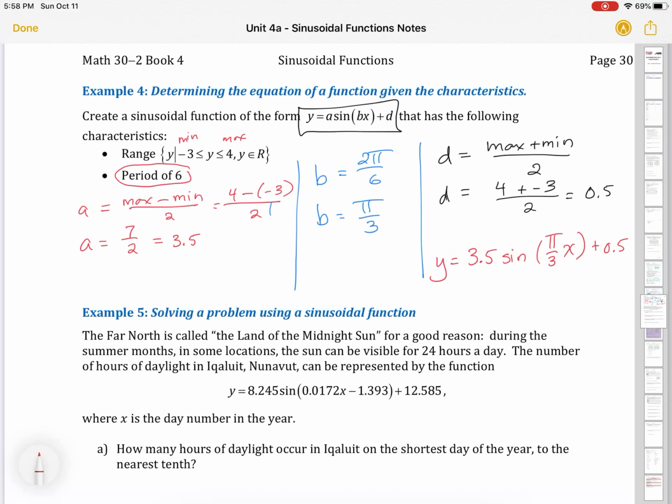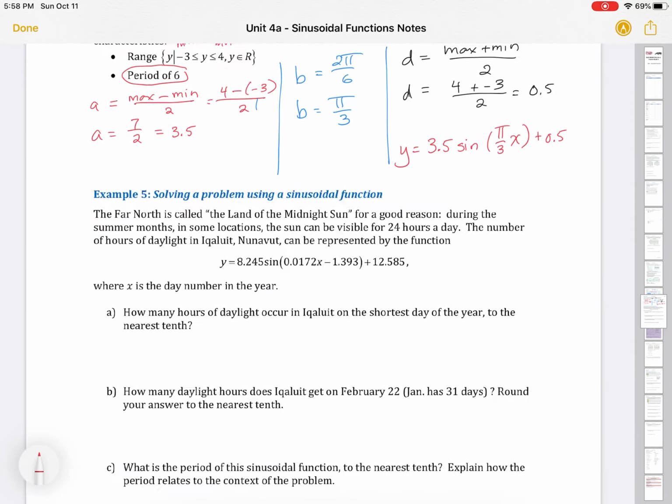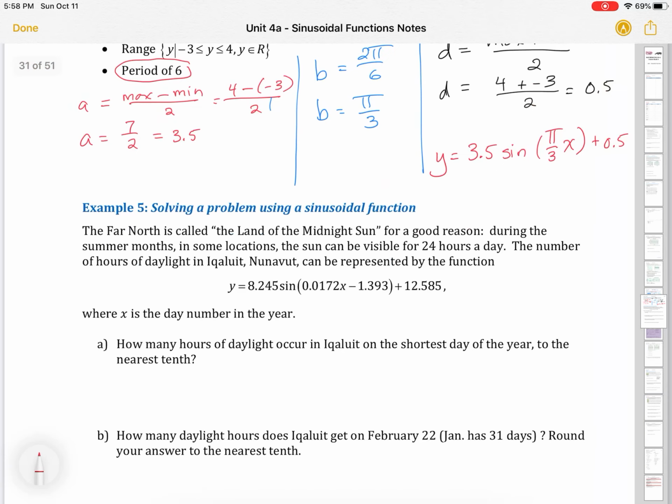And the big thing is that it says the period is 6. If it had given us our period in degrees, then we would find out B using 360. Okay?